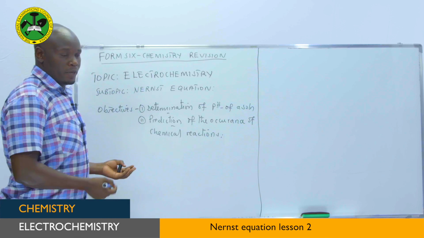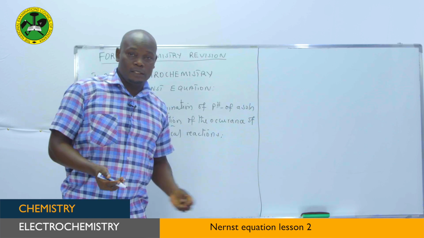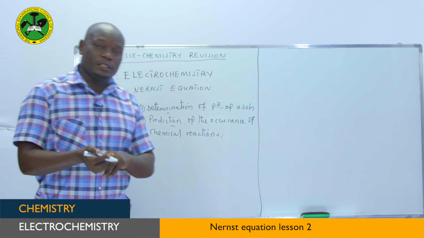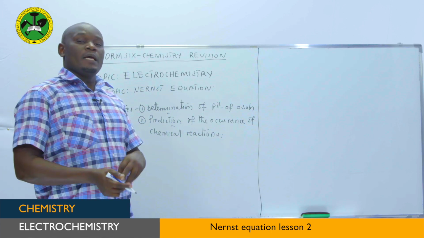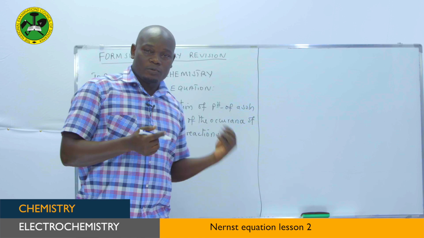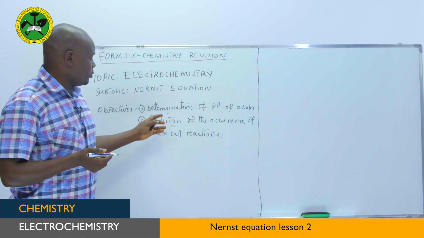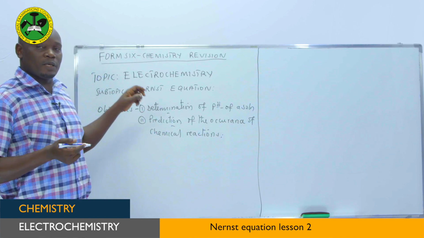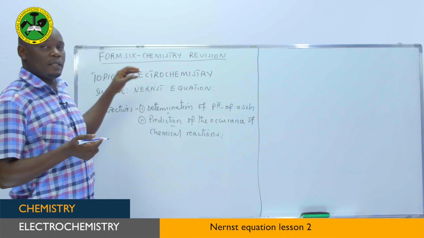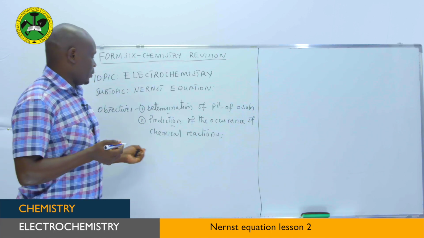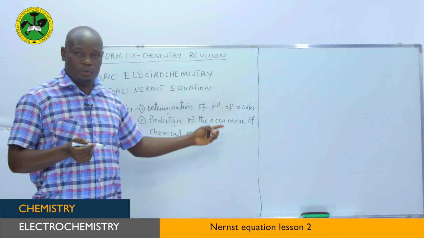Now, if we go back to the application of standard electrode potential, we said that it is used in prediction of the occurrence of the reaction, determination of pH of the solution, construction of electrochemical cell, as well as in determination of the placement of electrons or ions in the electrochemical cell. So let us now start with the determination of pH of a solution.